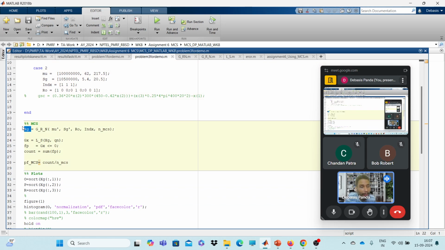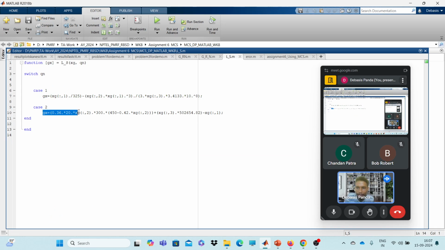Now if I call it, it gives me the number of simulations here, xg. This is nothing but the vector which contains 10 to the power 6 samples of these three random variables. Using those samples, I am calling my limit state function. Here, this is my limit state function for the W reinforced beam. In that vector I already have 10 to the 6 samples. Now it will check one by one: put in all these values and check whether my gx function is greater than 0 or less than 0.